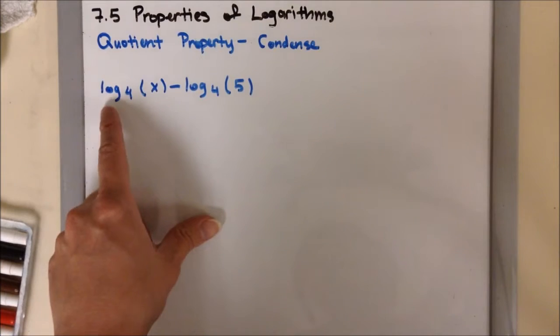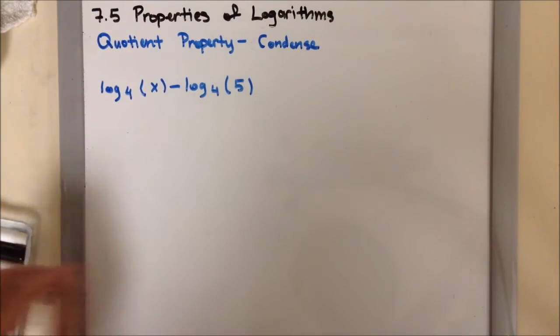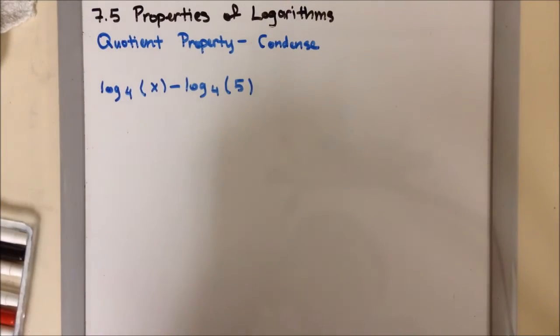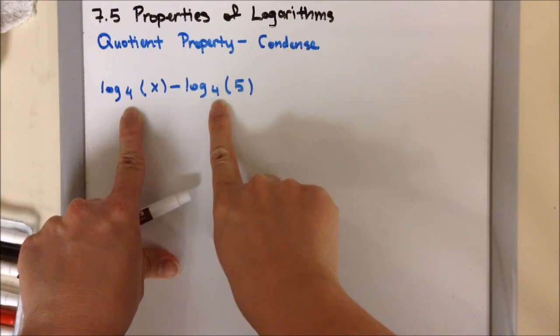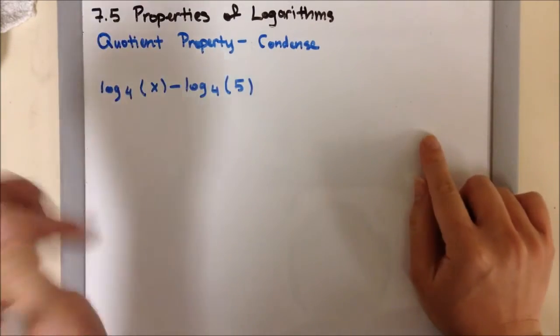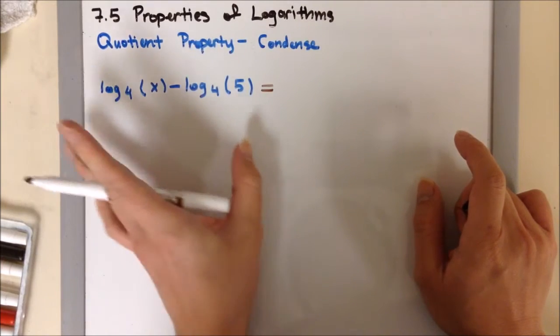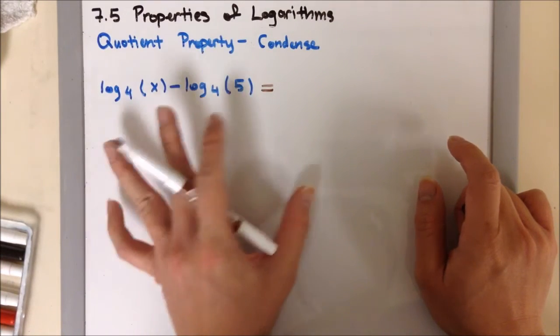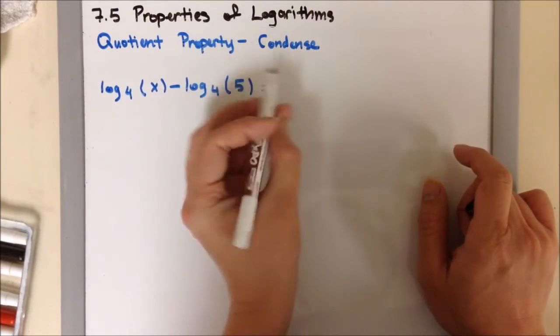In this example, we have log base 4 of x minus log base 4 of 5. So if you were to condense, again, make sure to double check if you have the same base. If you do, then you are allowed to use the quotient property. Now if you do not, then there's nothing you can do. All the properties that we have, the logs have to be the same base in order to apply them.